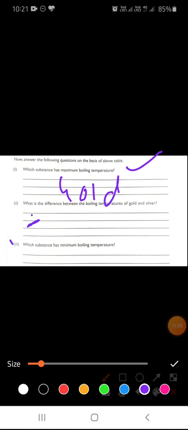Now question number 3 is, which substance has the minimum boiling point? Can you see which of these has the minimum boiling point? Water has the minimum boiling point, that is 100 degrees Celsius, and the rest have a high boiling point. Only water has the smallest, that is the minimum, boiling point. Now let's see the next one.